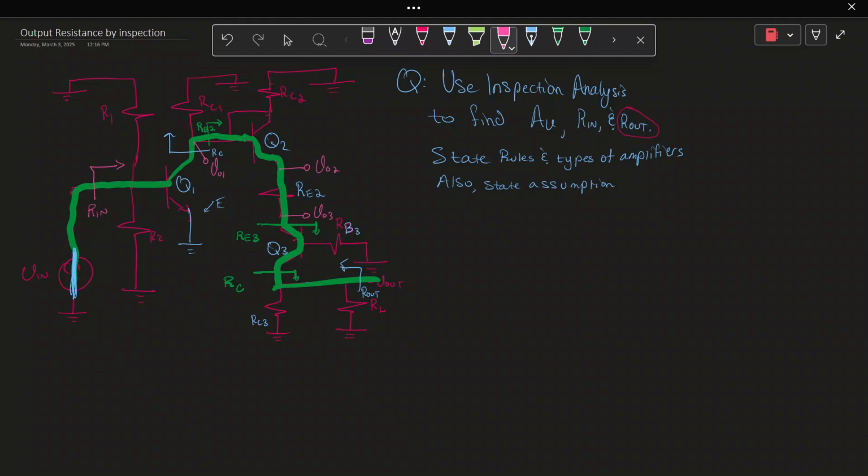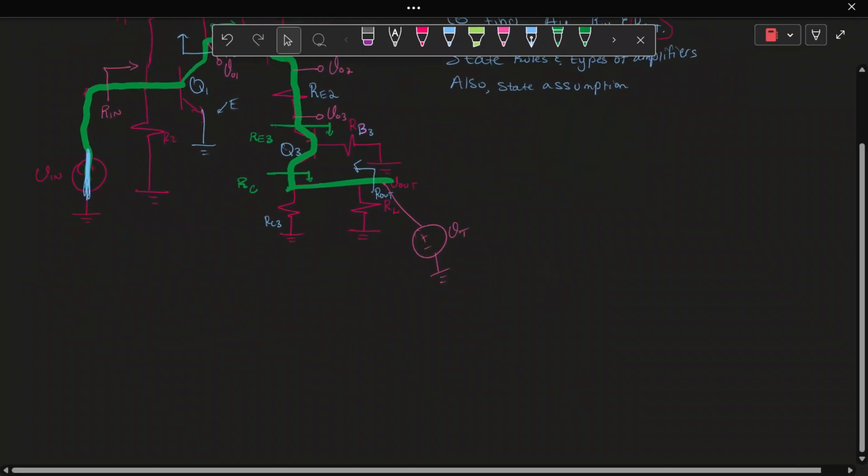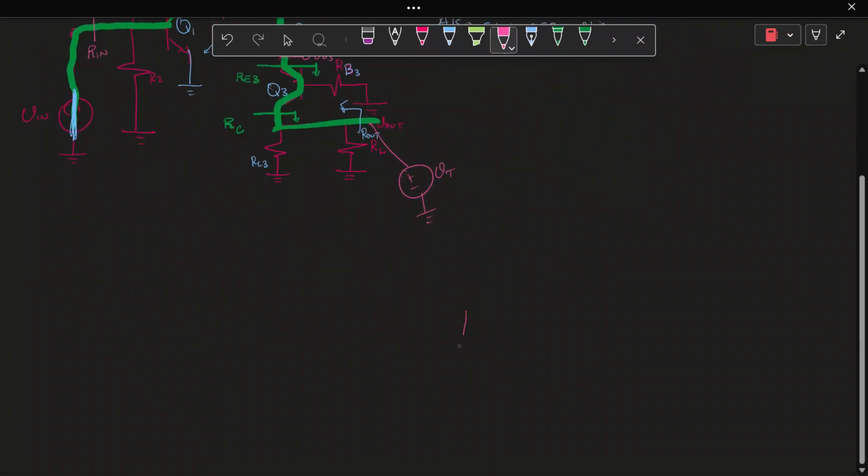For the output resistance, we're looking from where the voltage source is, and we're trying to figure out what this sees. We're applying a test source. We're trying to see what this test source sees. First of all, I'm going to redraw this so it's a little easier for y'all to see. We have this test source, and we have this test current.